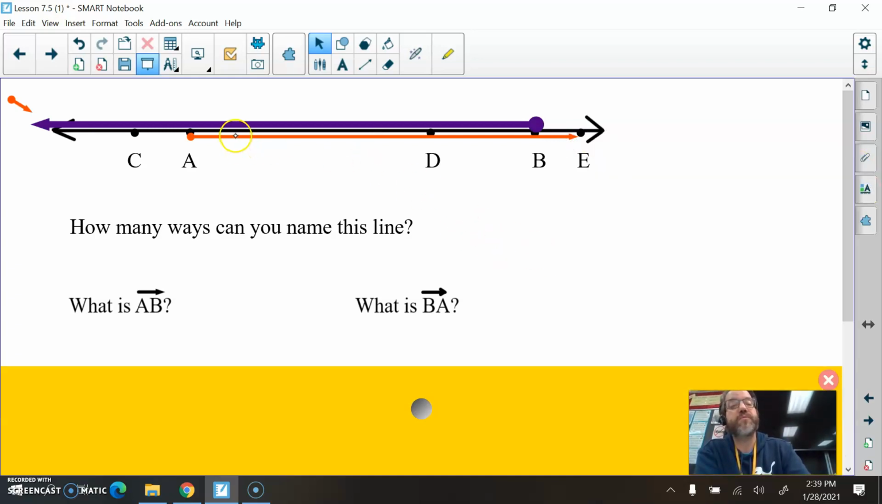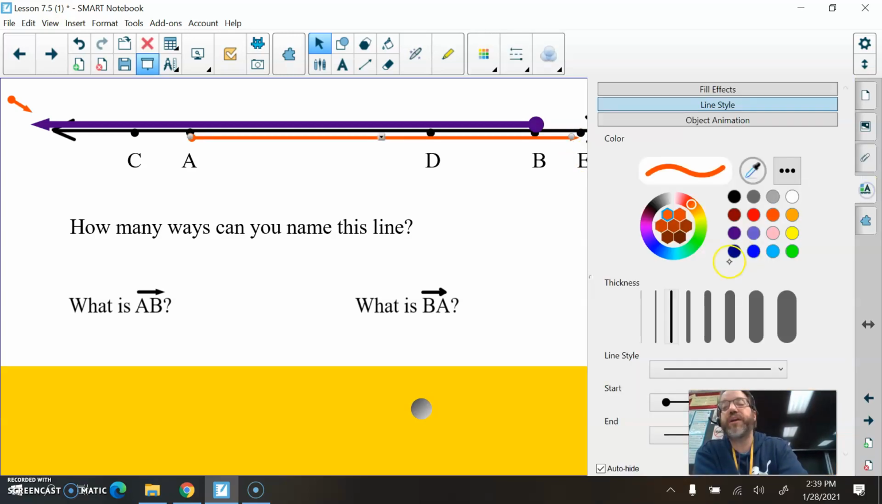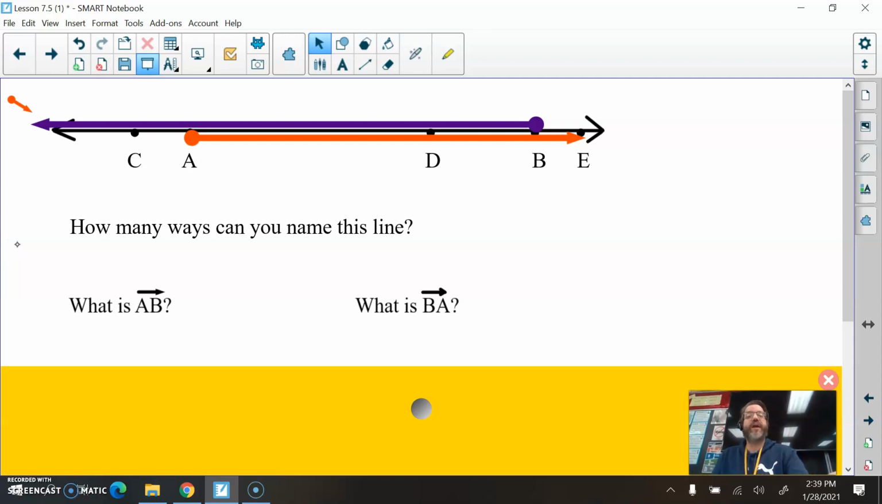If it will let me, I don't want to waste too much time doing this because we have a lot of things to cover here today. Do you guys get the idea? Hopefully you do. There, I can make it a little bit bigger. Go that size right there. Okay, so here's ray AB. It starts at point A, travels through B, continues forever to the right. Ray BA, though, starts at point B, travels through point A, and continues forever to the left.